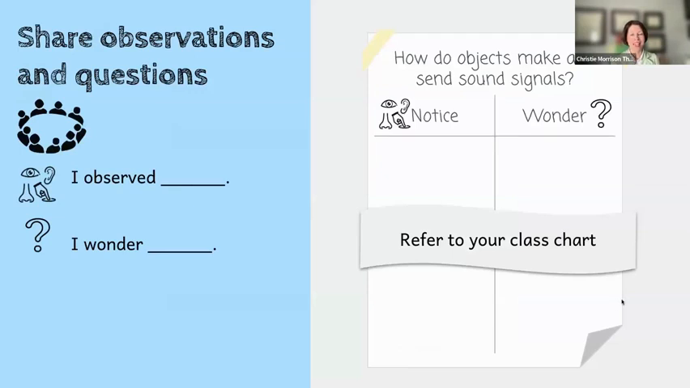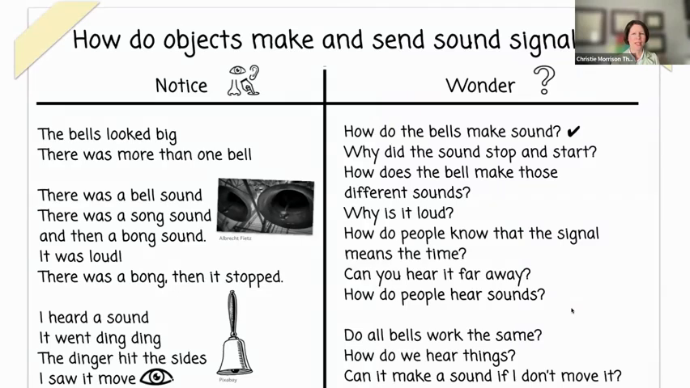Following our exploration with the handbells, we return to our notice and wonder chart to add additional observations and questions. We share new observations, like how the handbell went ding, ding, and that we saw this dinger inside the bell move. We also ask some new questions related to these observations and to our initial ideas about how the bell might make sound. For example, we wonder whether or not all bells work the same, and we wonder if the handbell can make a sound even if we don't move it.